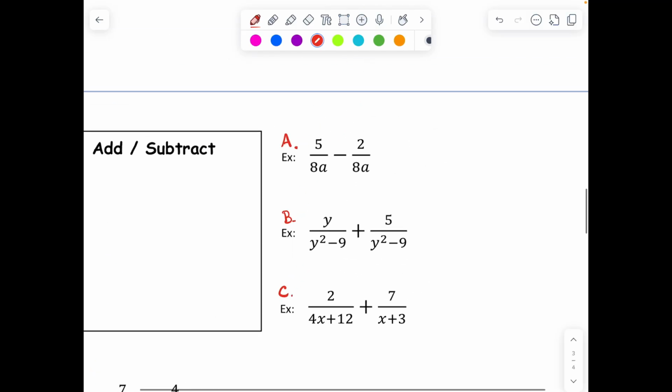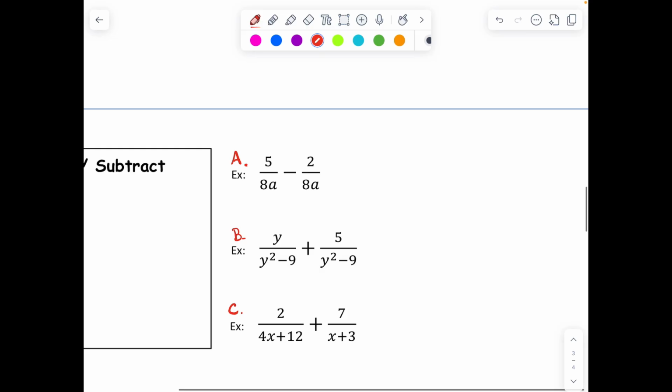All right, so when we look at A, we factor the denominator. Well, it's already factored for us, so it can stay 8A. Now, when we know they're the same and we're subtracting, it's just 5 minus 2, so we get 3 over 8A.